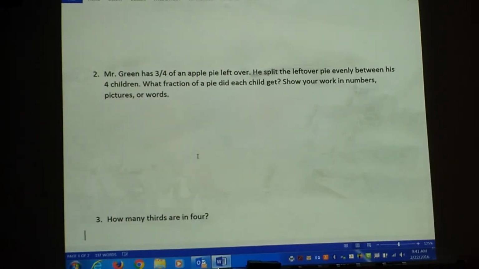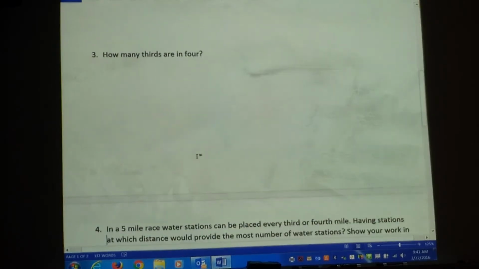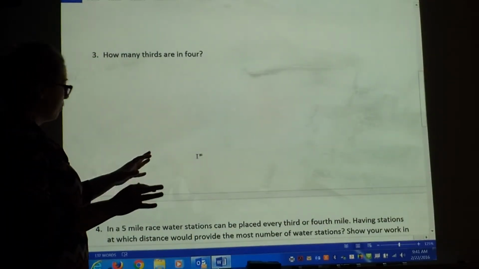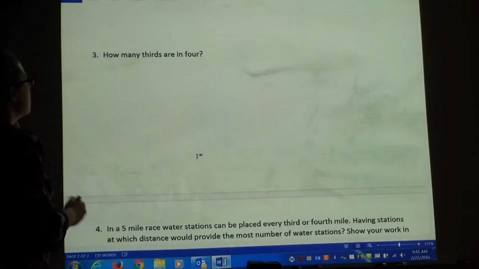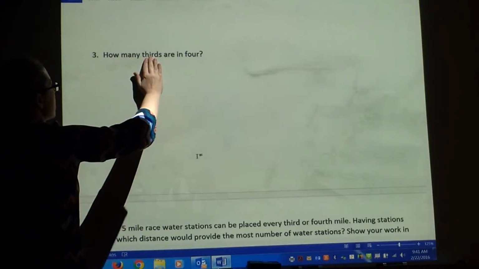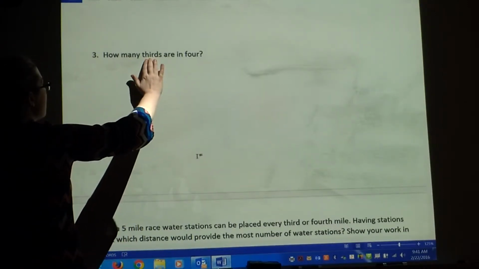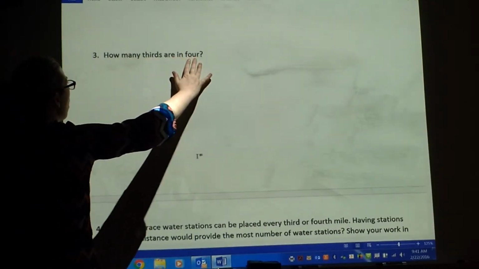Next question. How many thirds are in a 4? Okay, be careful of questions like this and listen to what it's actually asking. In this case, we're dealing with a fraction, and how many of this fraction are in 4 wholes?